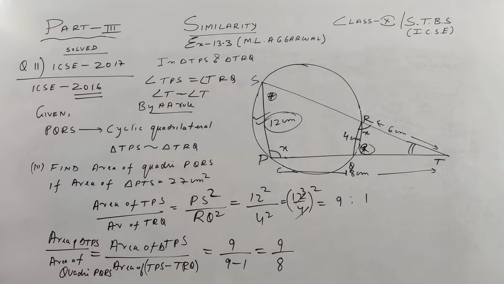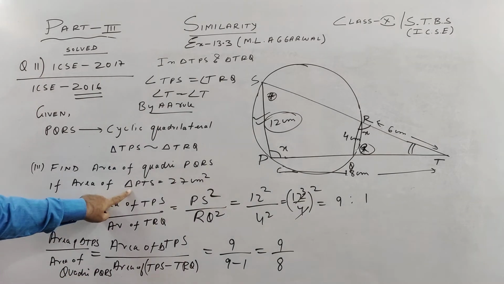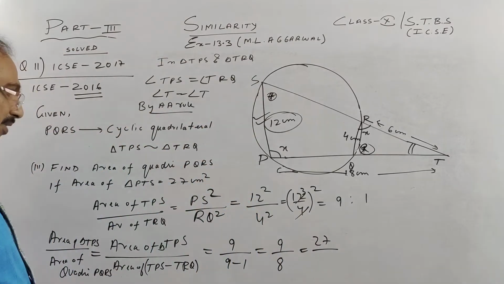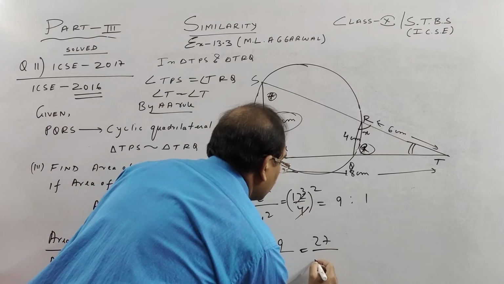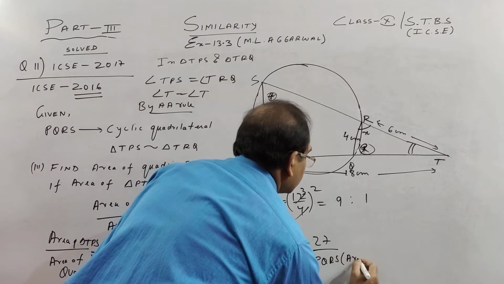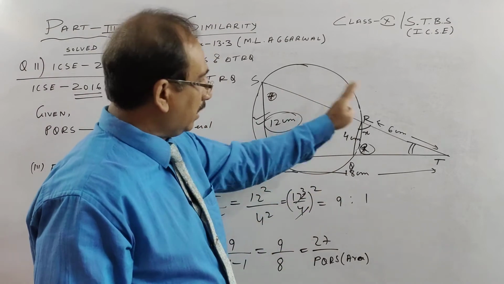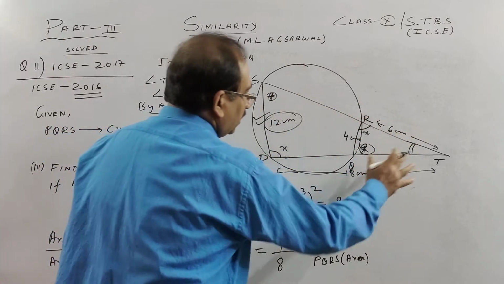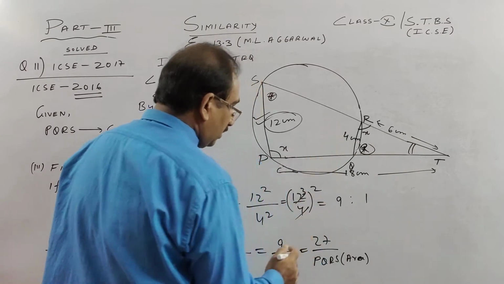Okay, so this is equal to 9:8. But what is given, children, finally? This is given, the area of PTS. So this is equal to 27 and this we have to find. So the area of quadrilateral PQRS, area of this quadrilateral. So once more you see, total is 9, then this is 8. 9 minus 1, this is 8. So this is given as 27 full thing. So 9, if this is 1 gone, 8. So out of 27, you see this will be 24.